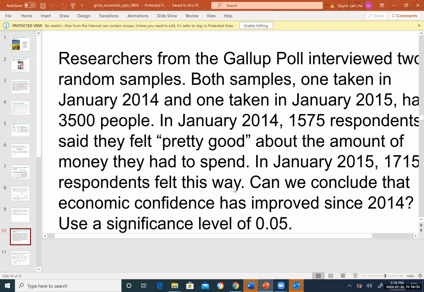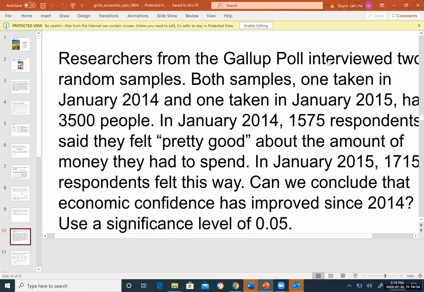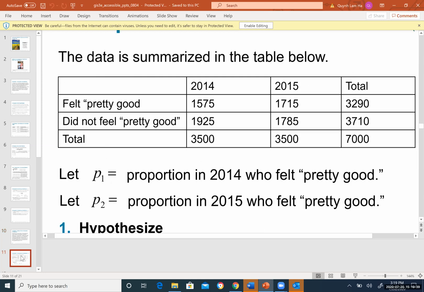So let me see what the question is. Can we conclude that the economic confidence has improved since 2014? So look at this question. It's very clear, correct? The key words we can see here are "has improved." The hint "has improved" tells you the alternate hypothesis will be greater than. And the level of significance is 5% or 0.05. So let me move on to the next slide.